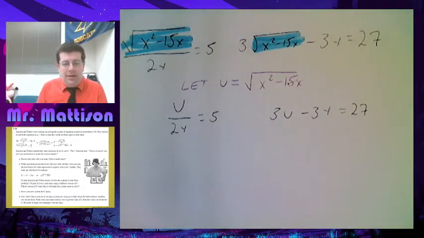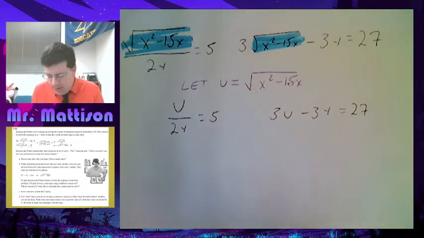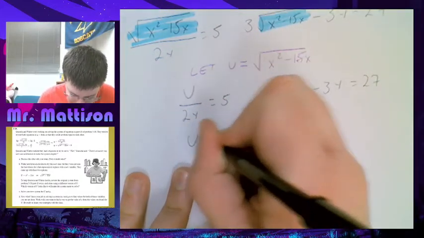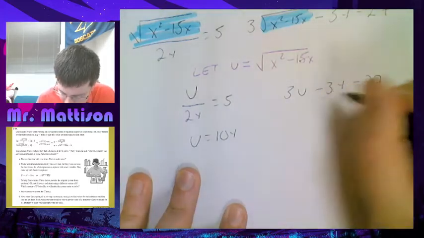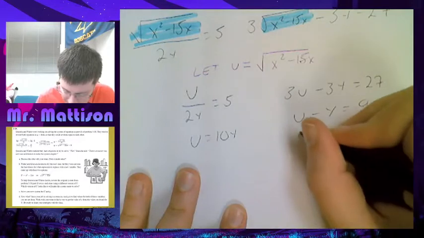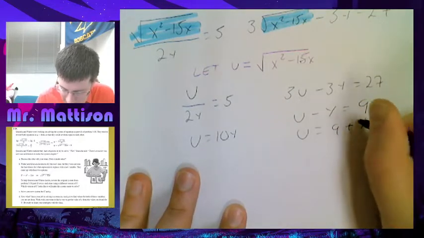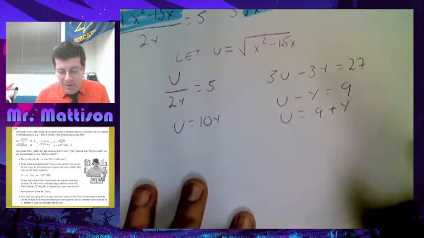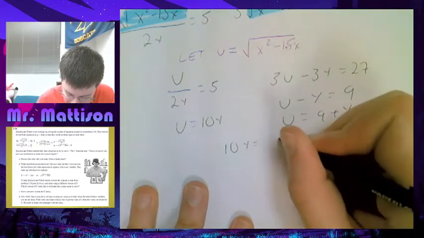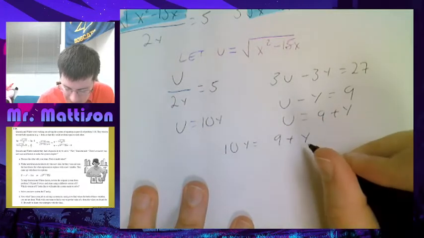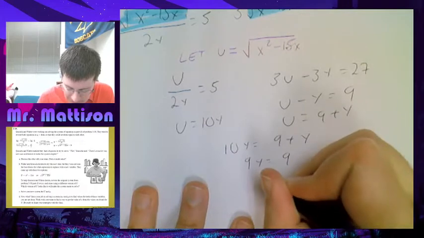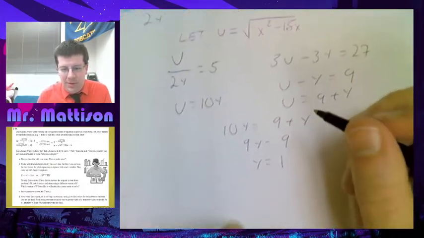Okay, so if we solve this, we'll move this over, so we get u is equal to 10y. Over here, we'll divide by 3 and get u minus y equals 9. Add over the y, I get u equals 9 plus y. So then I can set these both equal to each other because they're both equal to u. So I get 10y equals 9 plus y. Subtract over this y, I get 9y equals 9. So y equals 1. So there's my first variable.